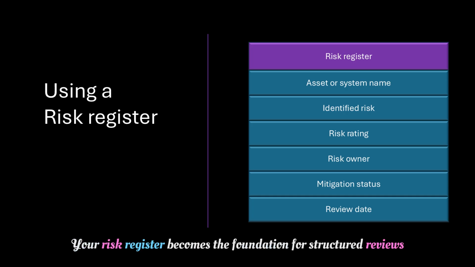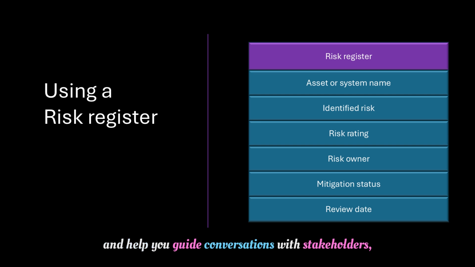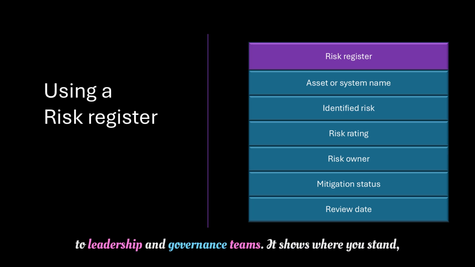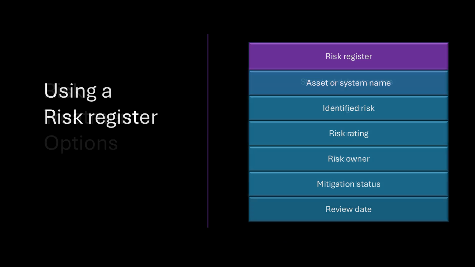Your risk register becomes the foundation for structured reviews and helps you guide conversations with stakeholders, prioritize resources, and clearly communicate your organization's risk posture to leadership and governance teams. It shows where you stand, what's being done, and where support is needed, all in one place.